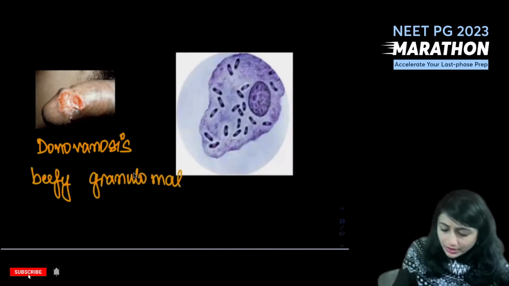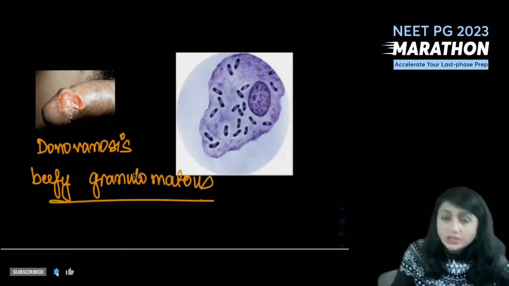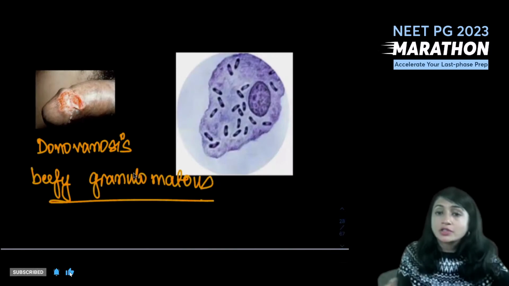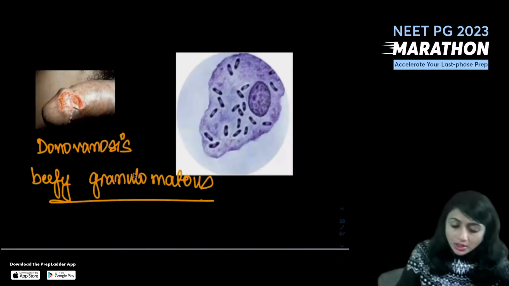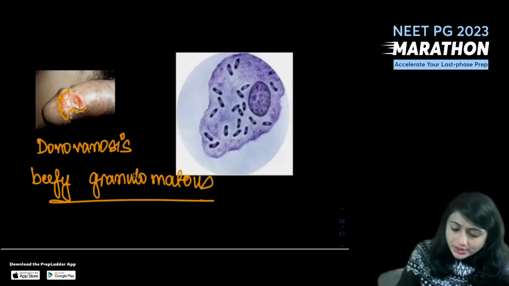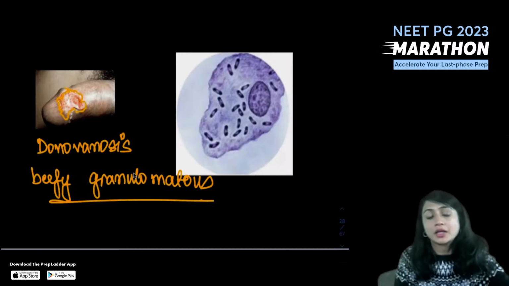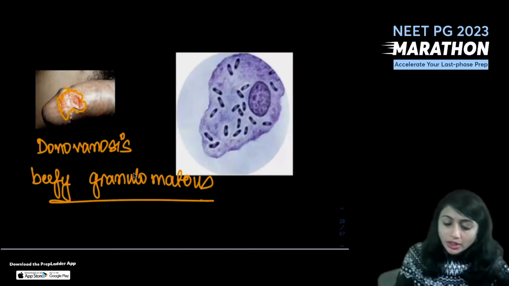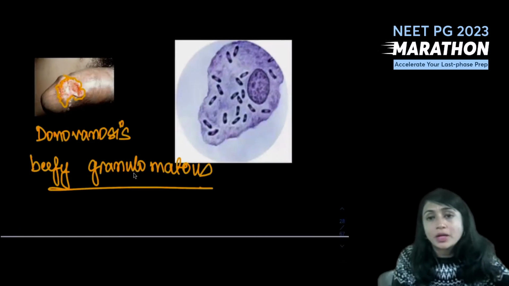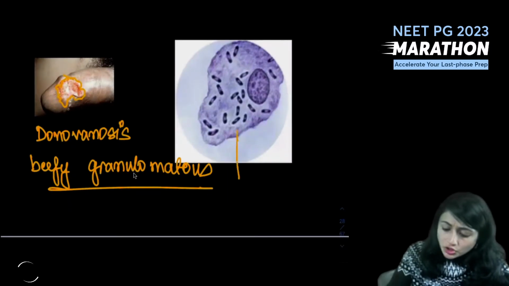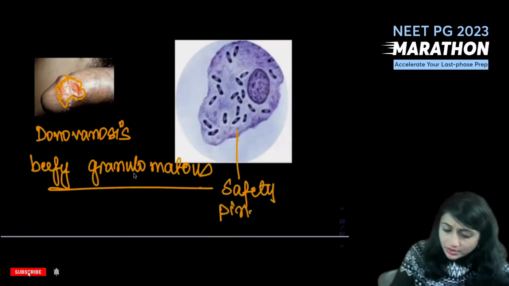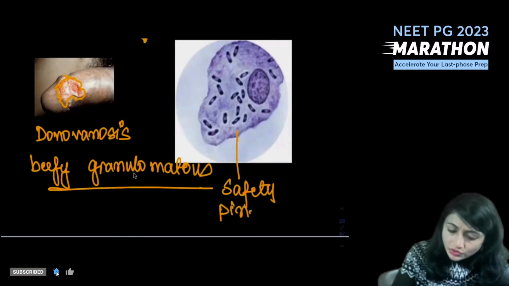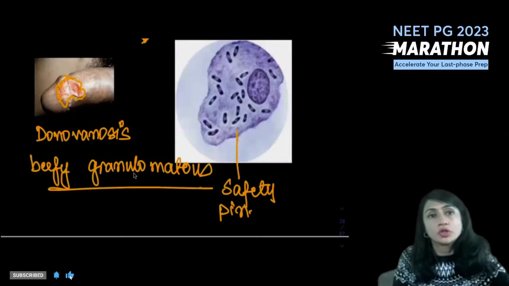Beefy granulomatous ulcer, which is usually again painless. So painful lesions are two, chancroid and HSV. So you see this is usually single, it appears beefy and granulomatous. Okay, and this is caused by Klebsiella granulomatis, and this shows safety pin appearance. So safety pin appearance is seen with donovanosis.